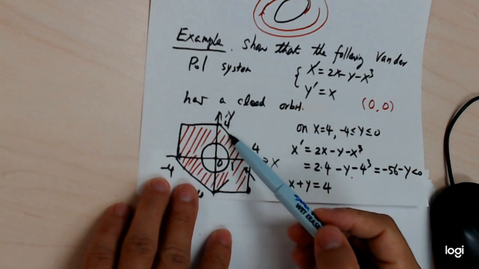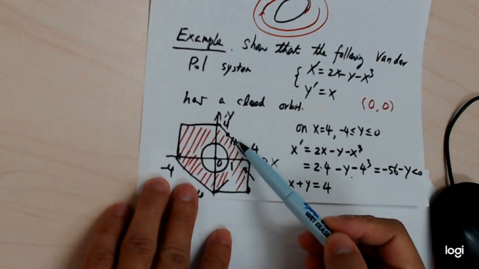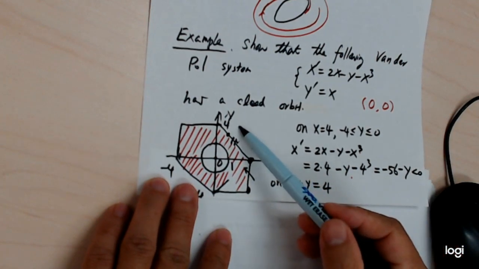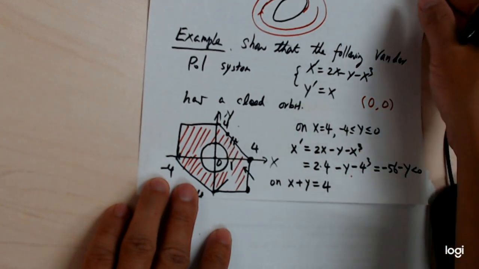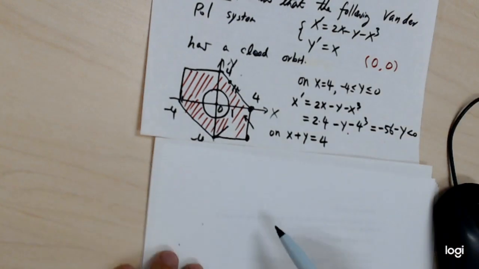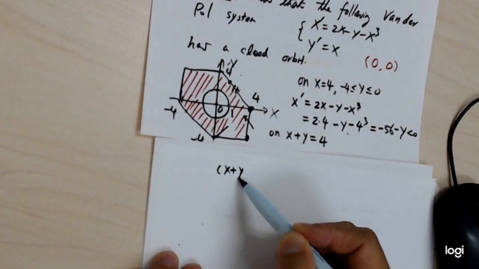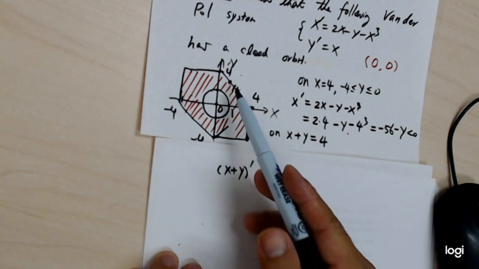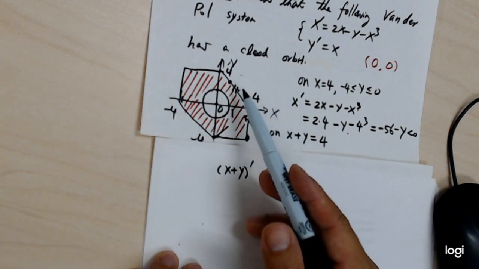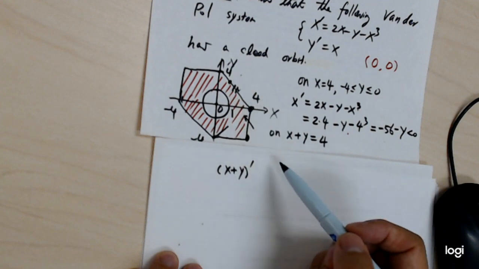So at any point on this edge, x plus y is always 4. Outside, it's going to be bigger than 4. Inside, it'll be less than 4. So one way that I can do this is to calculate x plus y prime. If the sum is negative, meaning it's moving inside instead of outside, because on the outside the sum of x and y is always bigger than 4.